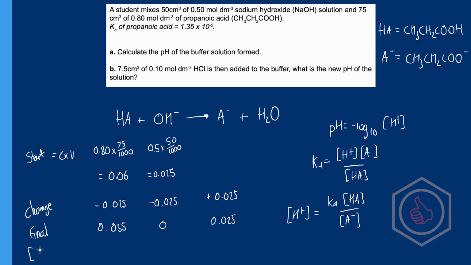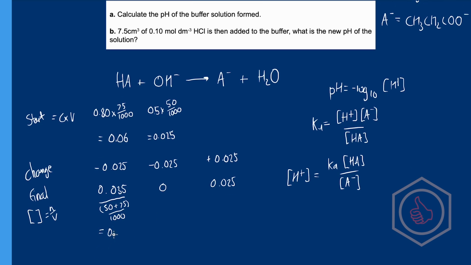So the final concentration equals moles divided by volume. In this situation, for the HA, we're going to divide the 0.035 moles by the volume, which is 50 centimeters cubed plus 75 centimeters cubed, because remember we're mixing the two solutions together, and we're going to divide by 1,000 to get it into decimeters cubed. This is going to give us a final concentration value of 0.28 mole per decimeter cubed.